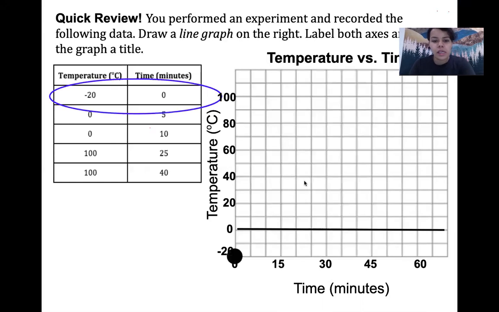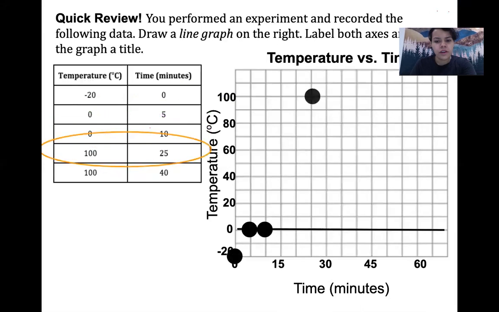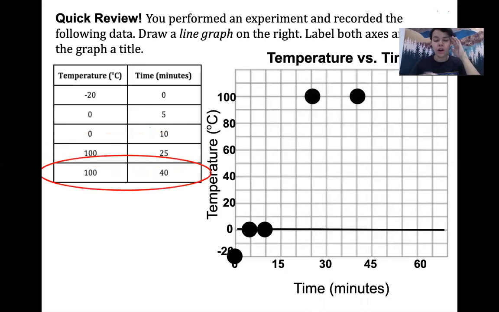So -20, 0, 0, 5, 0, 10, 100, 25, 25, 100, 40, 100. Okay, so it's going to be a heating curve. So connect the dots.